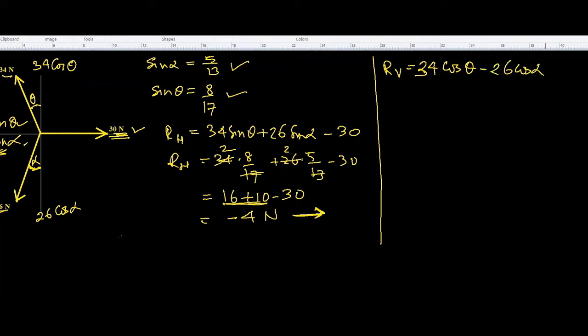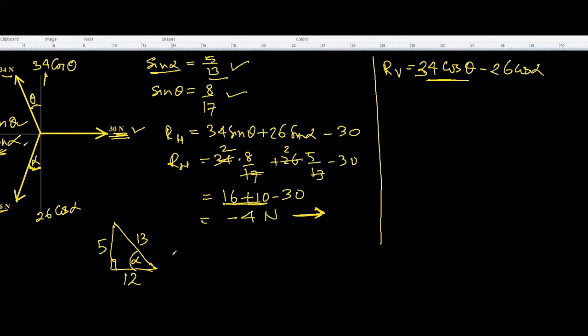And these are two forces in the vertical direction, and I'm assuming that this is more. For that, we need to know cos theta and cos alpha first. So let's find cos theta and cos alpha through a triangle, because we know sine alpha is 5 over 13. That means if this is alpha, the opposite is 5 and the hypotenuse is 13. And if I use the Pythagorean theorem, definitely this side is going to be 12.